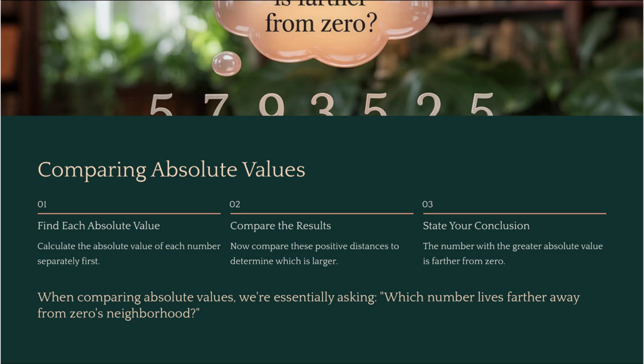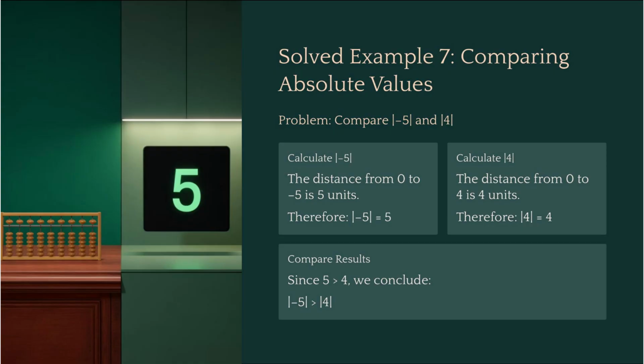You might be asked to compare absolute values. Remember, you aren't comparing the numbers themselves. You're comparing their distances from zero. First, find the absolute value of both numbers, and then compare the two positive results using the greater than or less than signs. Let's compare the absolute values of -5 and 4 in example 7.